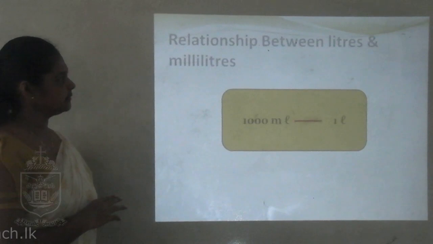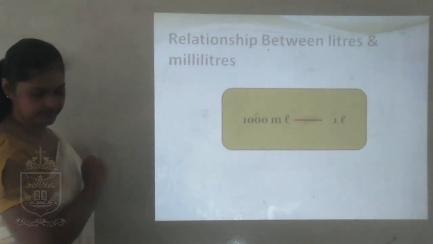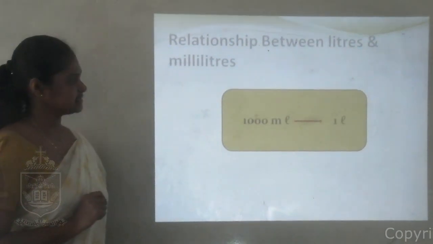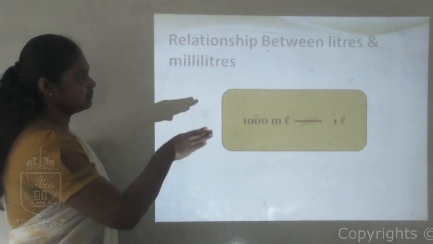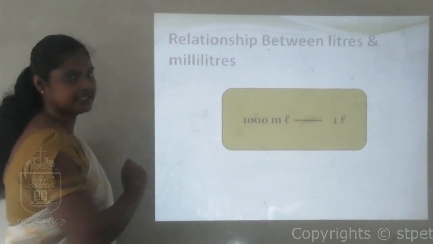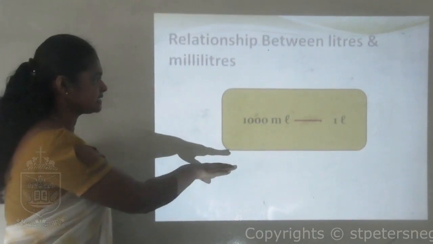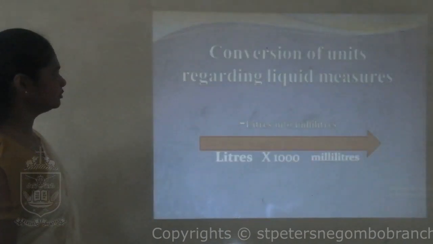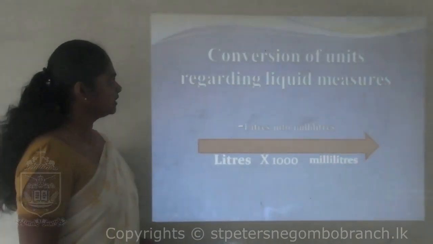Now we are going to learn the relationship between liters and milliliters. Now children, there are 1000 milliliters in 1 liter. It is nicely mentioned here. So now we are going to move on to the next slide.